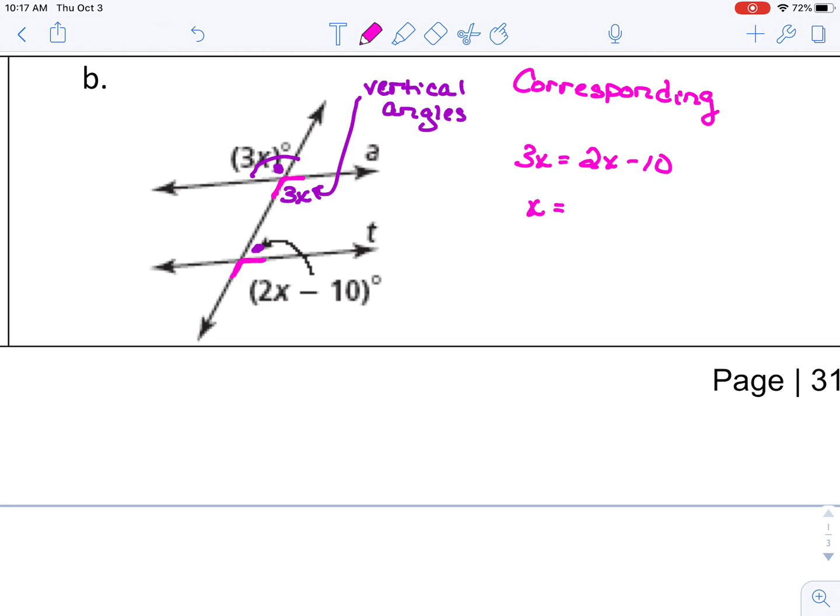What am I doing wrong? Did you find my mistake before I did? Because I said 2x minus 10 is here, and it's not. There's clearly an arrow pointing here. I was trying to make it less confusing, and I made it worse. Not the first time I've done that to you guys. Sorry. It's actually this angle. So they're not corresponding. They're same side interior. I'm sorry.